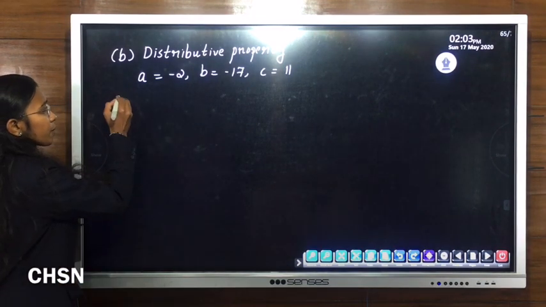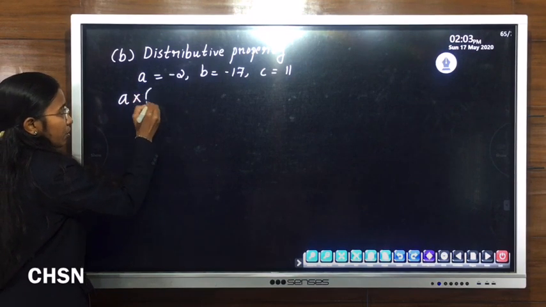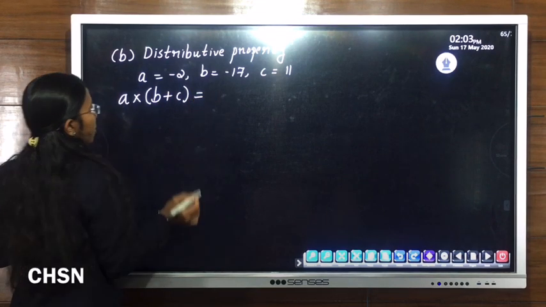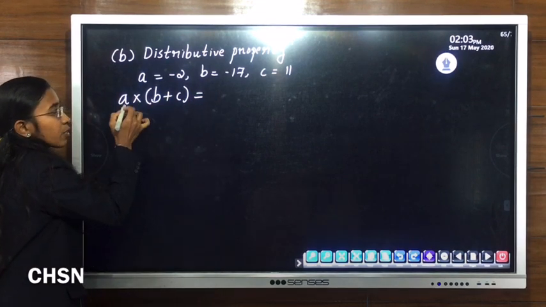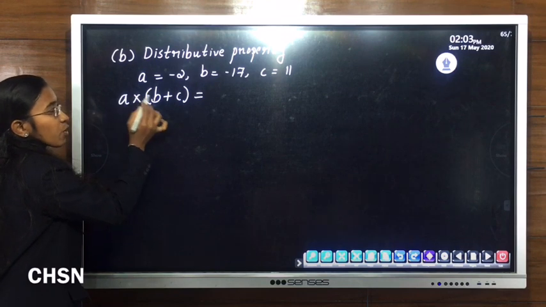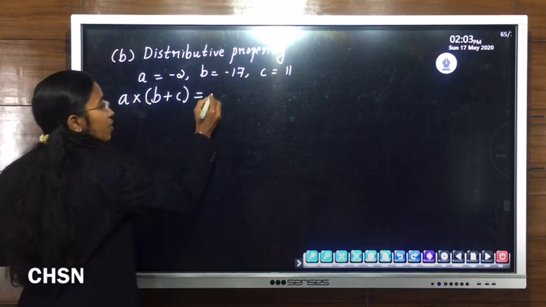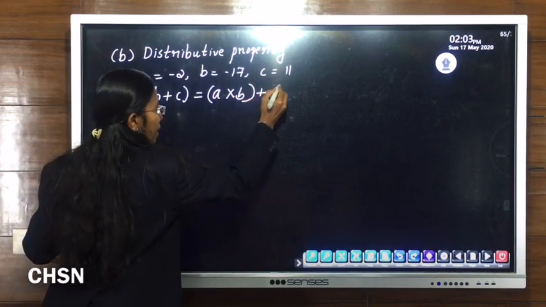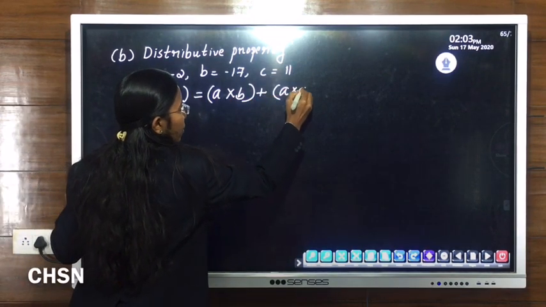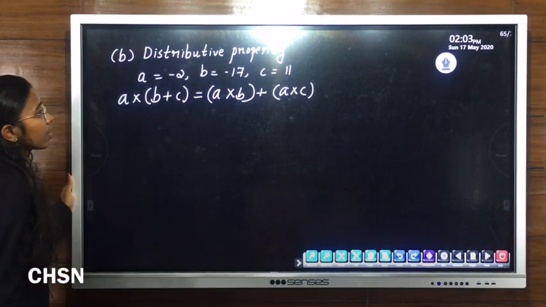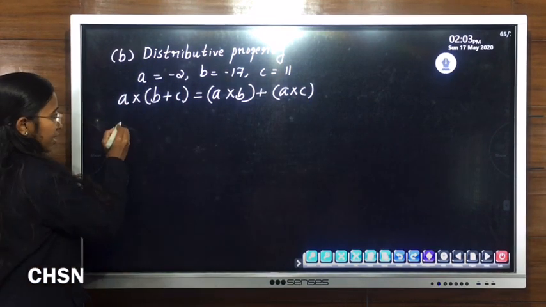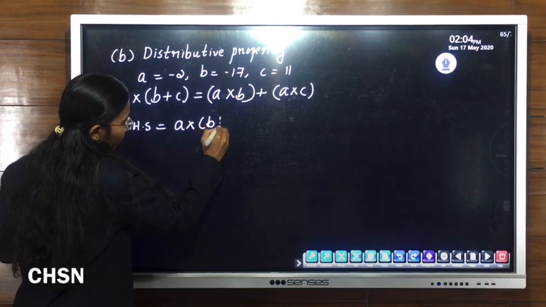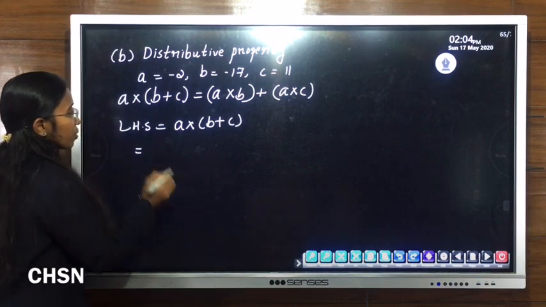What is distributive property? A into B plus C is equal to, so outside the bracket one integer is there, A. So this A is common for both B and C. So we can write A into B and here plus A into C. Now first we are taking our LHS. LHS is equal to A into B plus C and substitute the values.